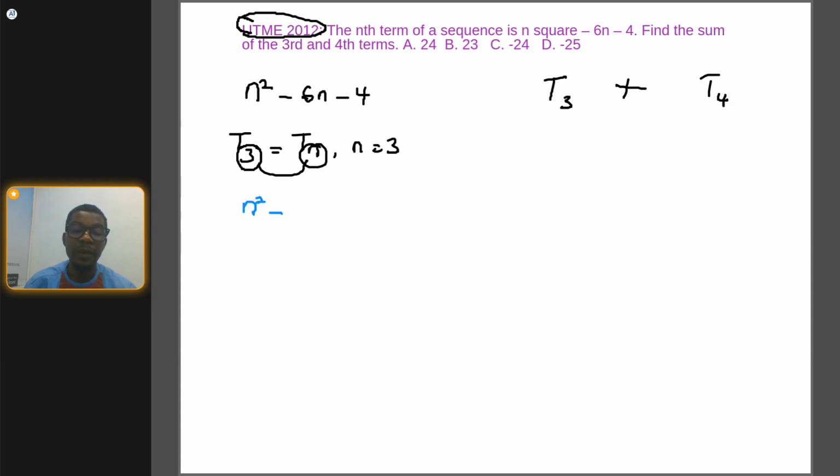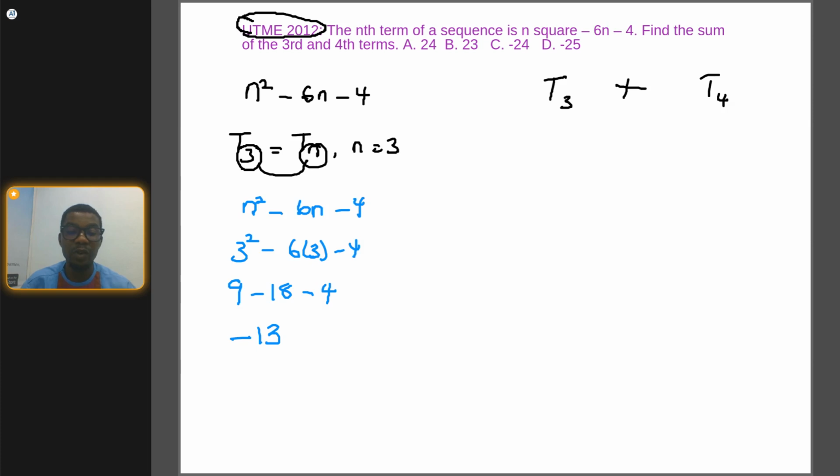n squared minus 6n minus 4. n is 3. That is going to be 3 squared minus 6 into bracket 3 minus 4. 3 squared is 9, minus 6 times 3, which is 18, minus 4. So 9 minus 18 minus 4 should give us minus 13. So for this expression, we are getting minus 13.